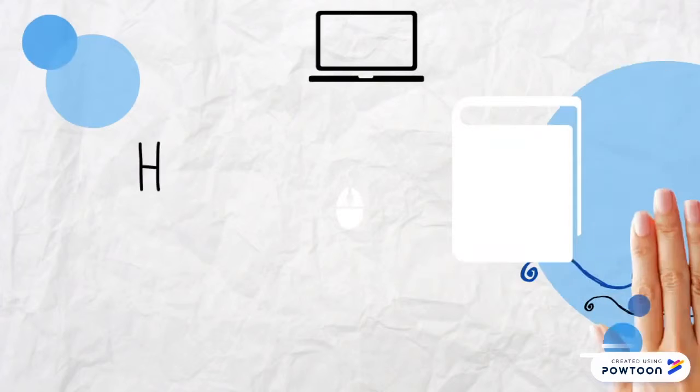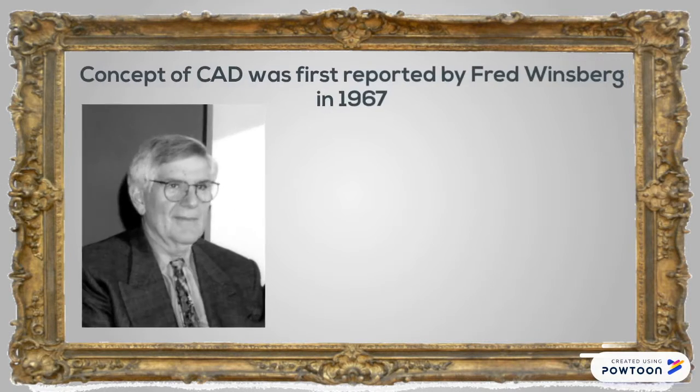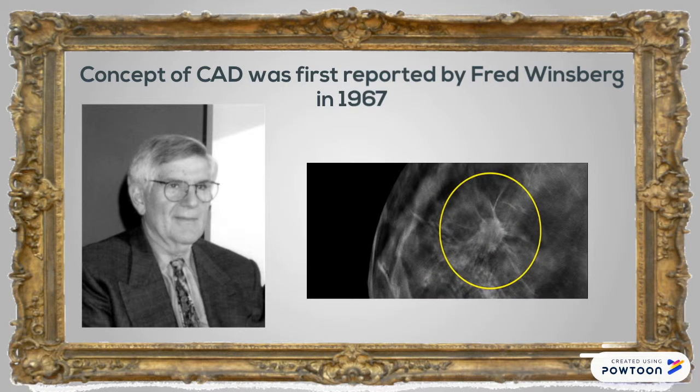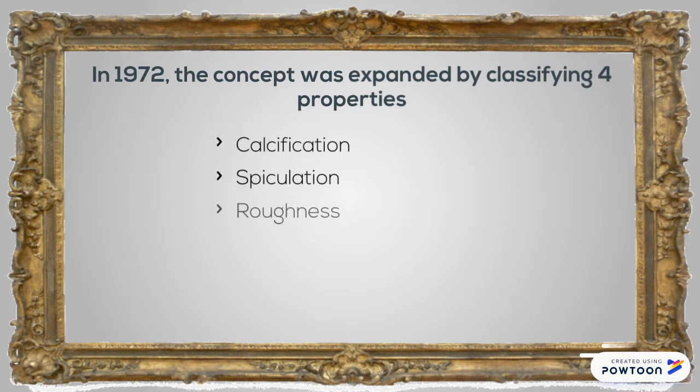Now, let's talk about the history of computer-aided diagnosis. The concept of CAD was first reported by Fred Winsberg in 1967. Winsberg and his team examined the use of computers to analyze the detection of abnormalities on mammograms. In 1972, the concept of CAD was expanded by classifying 4 properties a computer could use to detect lesions on mammograms. They are calcification, speculation, roughness, and shape. Many other features have been defined since this initial classification.